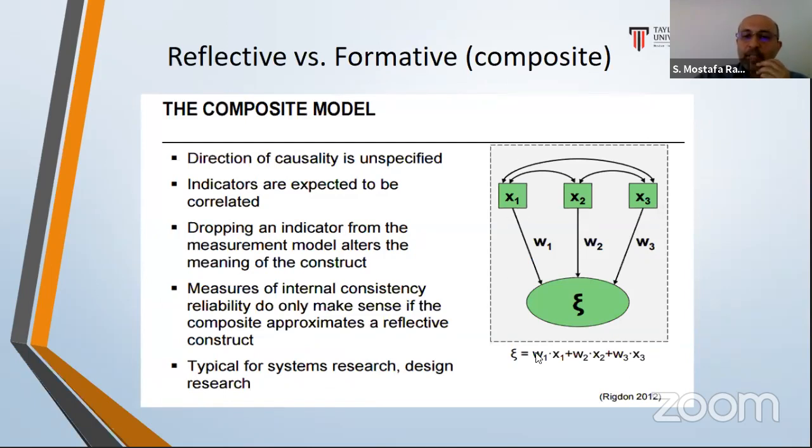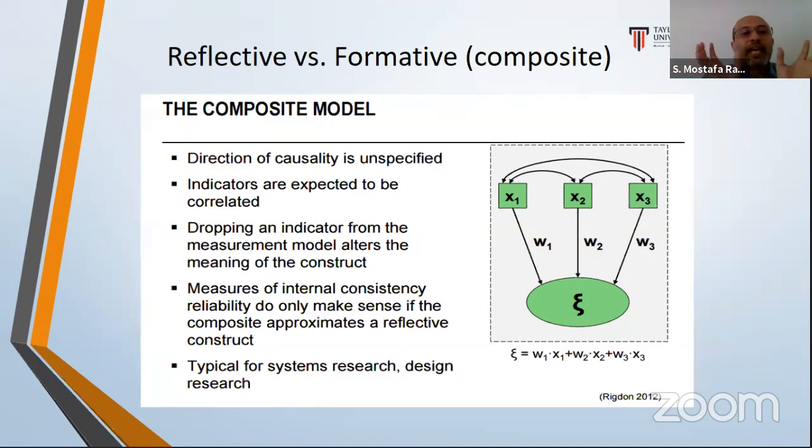This is actually the composite construct, and this equation represents the composite construct. The difference between a composite construct and a formative construct is that in a composite construct, we don't have an error term. Actually, the literature says a composite construct does not exist in the real world, and we design it. So this is the difference between composite and formative.